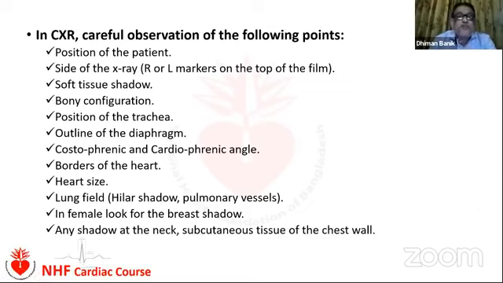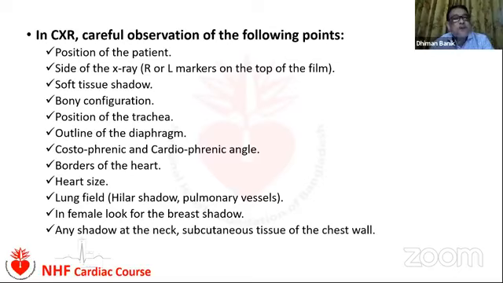Soft tissue shadow should be seen properly, because in the chest X-ray, in the soft tissue there might be subcutaneous emphysema, which might be important in some of our intervention. Bony configuration should be seen very eagerly, because in case of coarctation, there might be rib notching. Position of the trachea should be centrally placed, and trachea may be displaced in fibrosis or in case of pulling of the lung to a side.